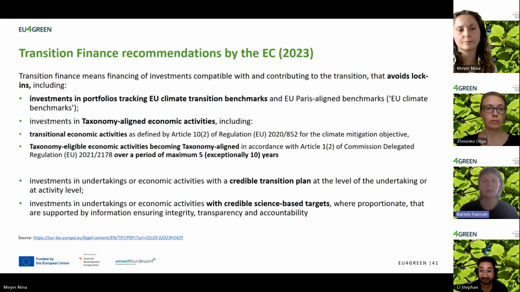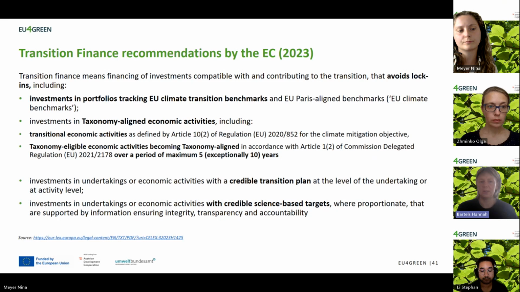So what do we mean when we talk about lock-ins, or more specifically carbon lock-ins? Carbon lock-ins essentially refer to technologies that are inconsistent or even incompatible with a low-carbon future, or limit the progress towards this future. A practical example would be if a company invests in infrastructure to refurbish old refineries or even to construct new ones, because that is by default not compatible with investments into low carbon activities. So the Commission essentially gives us some hints on what they would consider transition finance already.